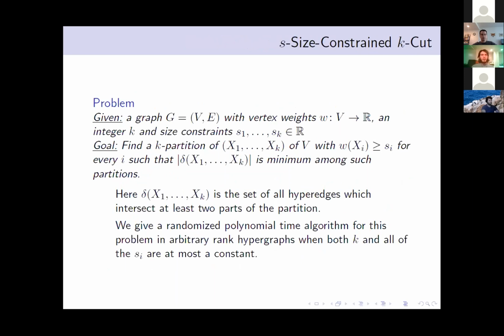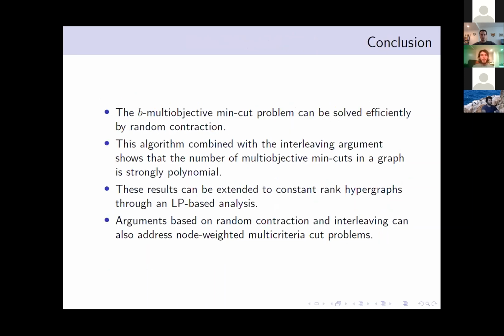We also give an algorithm for the size constrained k-cut problem, where we want to find a k-cut given lower bounds on the size of the parts of a partition. And in conclusion, we can solve B multi-objective min-cut efficiently using random contraction. This algorithm with an interleaving argument shows that the number of multi-objective min-cuts is strongly polynomial. This can be extended to constant rank hypergraphs, and random contraction and interleaving can address a variety of other problems.